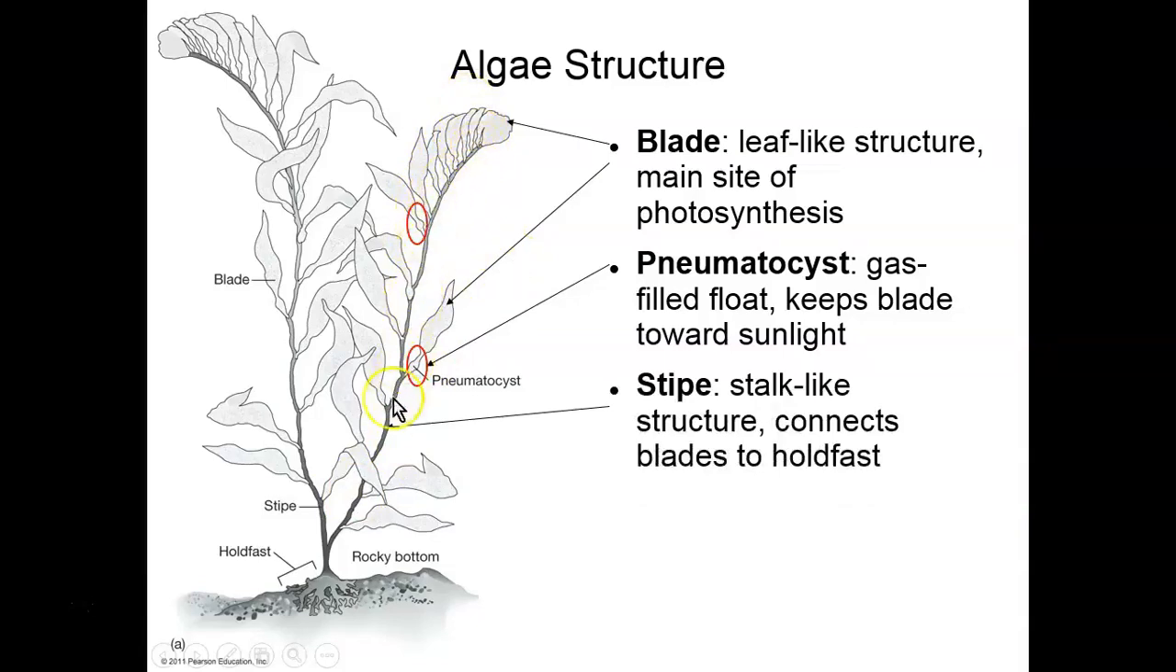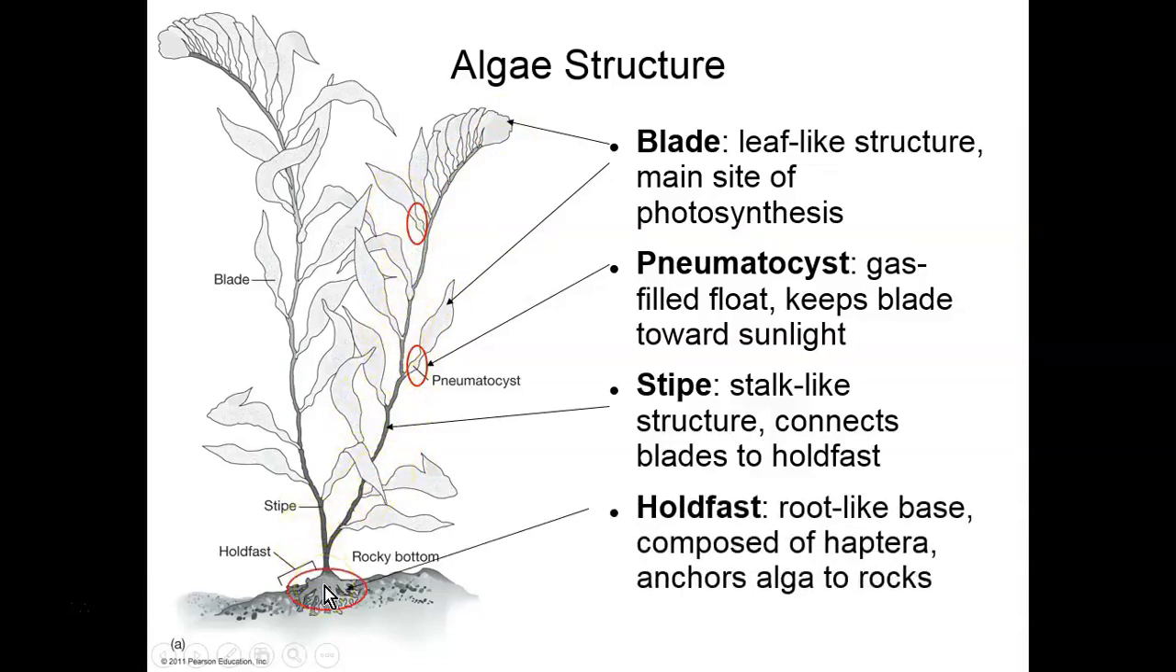Then this structure, which is similar to the stalk of a plant, is called the stipe, and its purpose is to essentially hold the blades to the anchoring system that's called the holdfast. The holdfast is root-like in its appearance for many different types of kelp, not all of them though, because it's composed of lots of little fibers that are called haptera, and those fibers sort of look like the roots of a tree. But if you touch them, they don't feel like those roots. They're very different. They're kind of rubbery and flexible. And their purpose, again, is just to anchor the kelp to the rock.